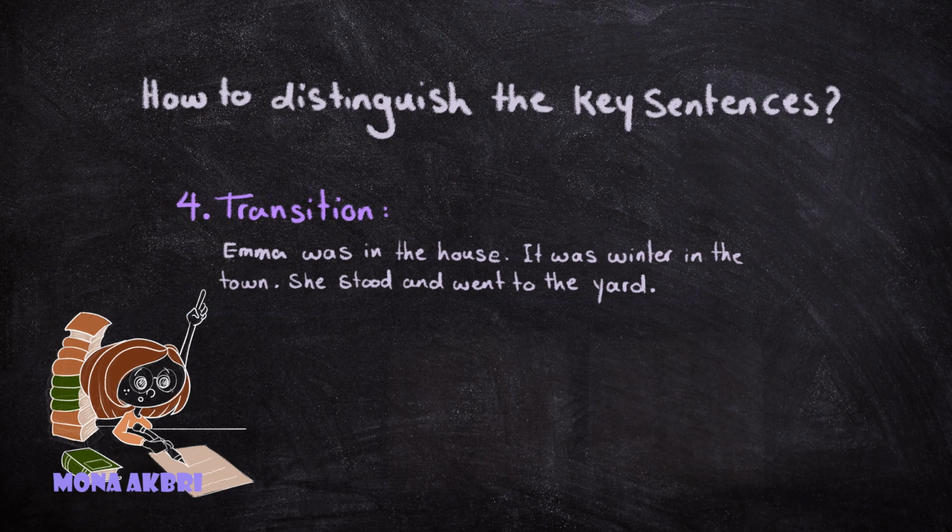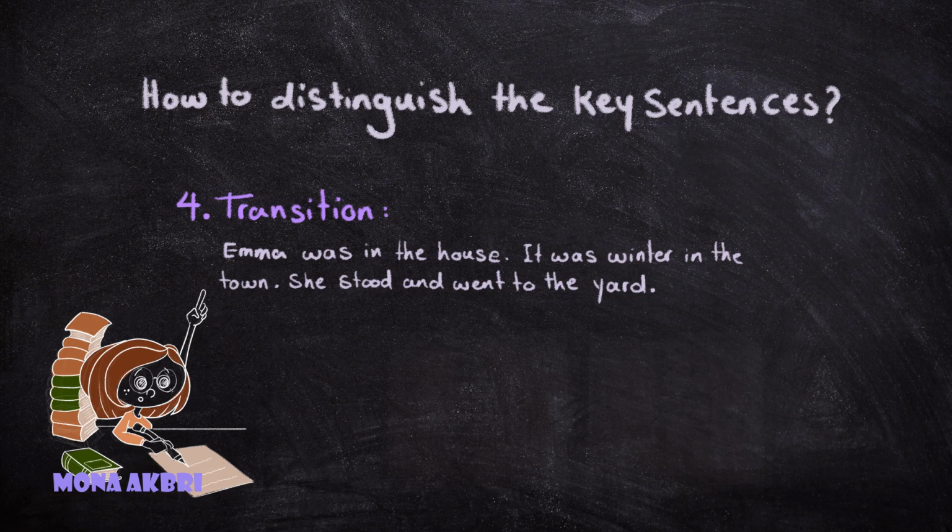Emma was in the house. Okay, it was winter. Okay, I can draw that in the first window as well. Emma was in the house. I can show that winter is outside from the window. In the town, she stood and went to the yard. Okay, she stood and went to the yard.